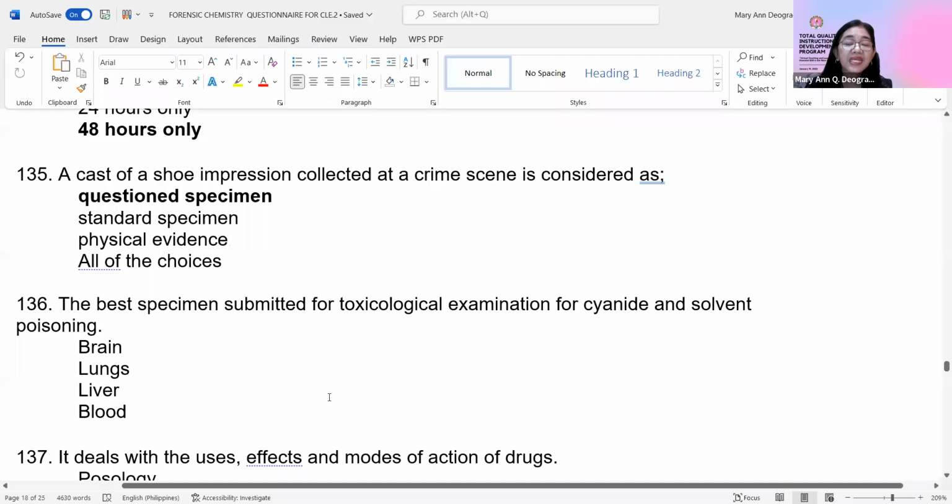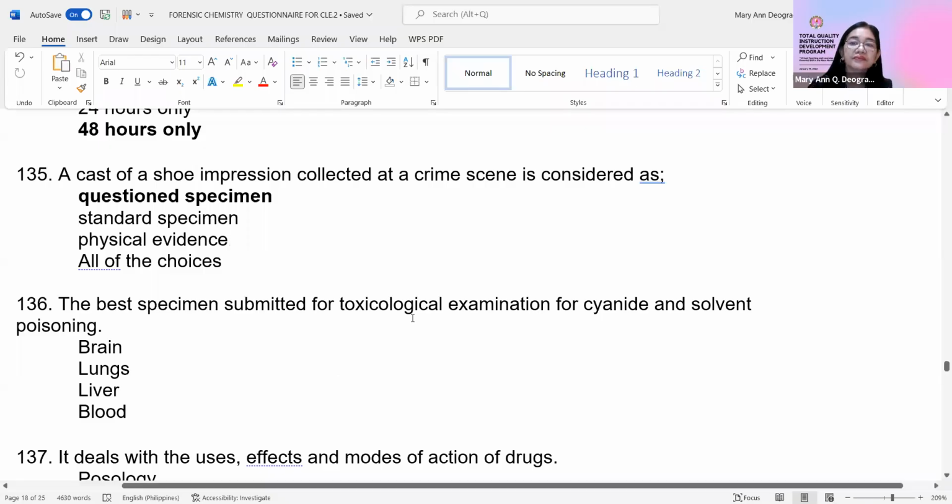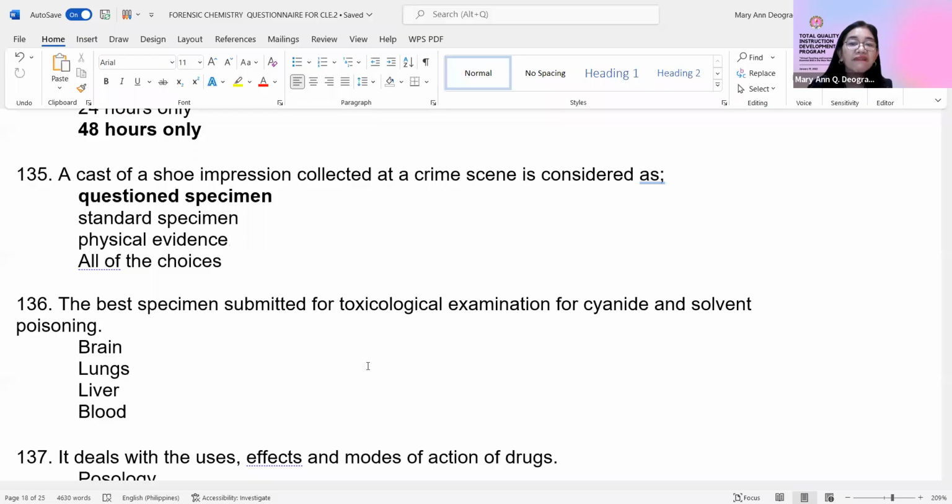136. The best specimen submitted for toxicological examination for cyanide and solvent poisoning. Solvent yan. Anong ginagawa sa solvent? At ano yung best na specimen dito? Is it the brain, is it lungs? Is it liver? Is it the blood? Anong affected? Okay, letter A. Yes, brain. Oh, alam niyo na pala to.